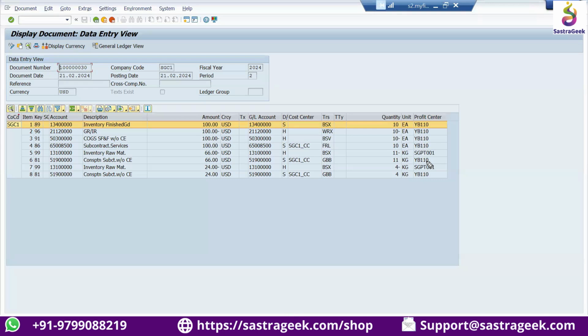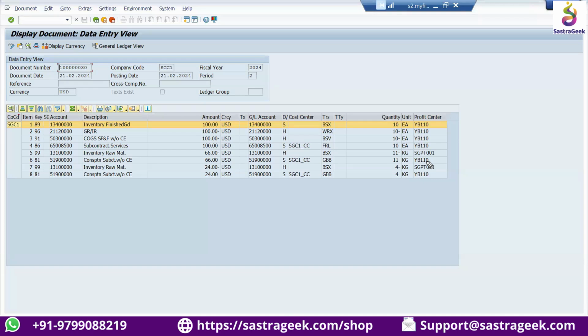No, not the vendor account. One is GRIR and one is inventory. Sorry, sir. The vendor account will be invoice. Vendor account will come at the invoice. So the GRIR account and the inventory account would be there.